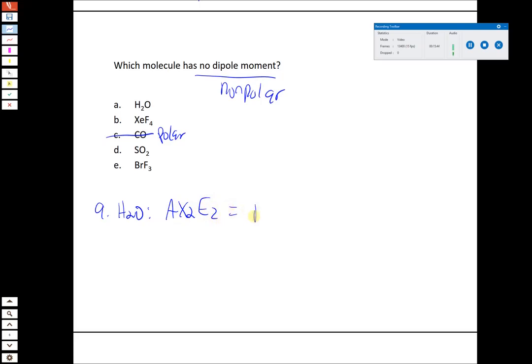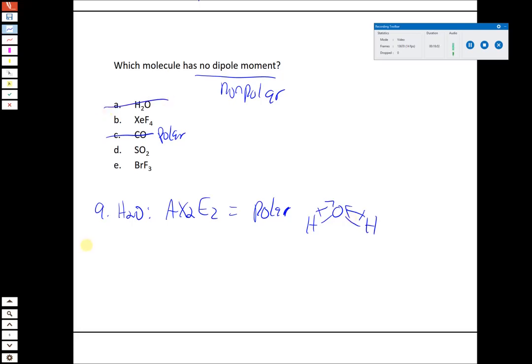H2O is AX2E2, which is one of the polar geometries. So we have tetrahedral. It's a bent structure here, is what it comes out to. So we have again dipole moments that reinforce in this direction. We talked about water a little bit in class. So this one's definitely polar. We're looking for the nonpolar one.